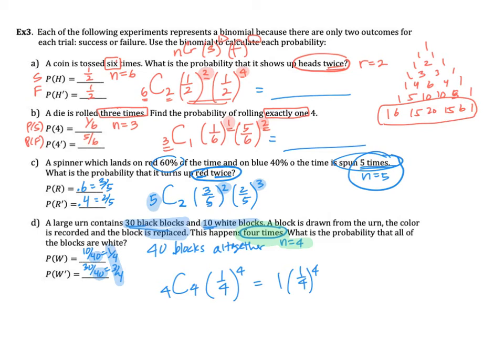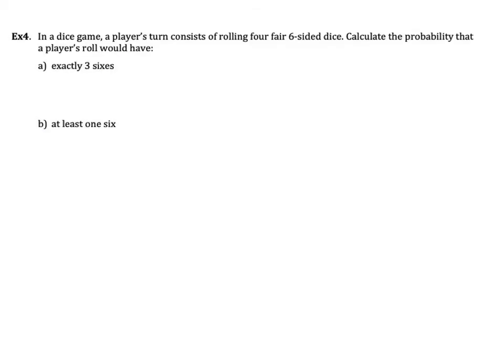What is the probability that all the blocks are white? So that means 4 of them, you're choosing all 4, and they're all going to be white. So it's only 1/4 to the 4th power. So 4 choose 4 is the same as just the number 1, so it's just 1/4 to the 4th power. All right, let's try the next one. Again, you can pause at any time and try this on your own and then come back and check your work.